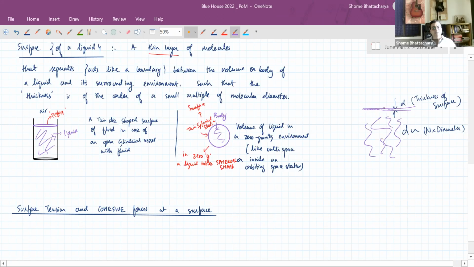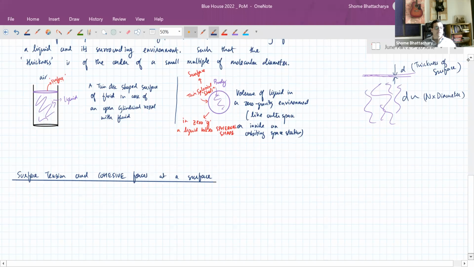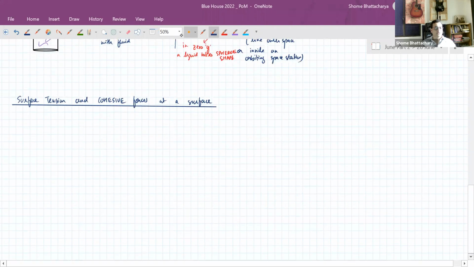Okay, so imagine a very thin layer of liquid at the surface, whose thickness is so small that it is a few times the diameter of liquid molecules, few times the molecular diameter. That kind of a thin layer is called the surface of the liquid. So now let's understand surface tension, the property of its elasticity on the basis of cohesive forces.